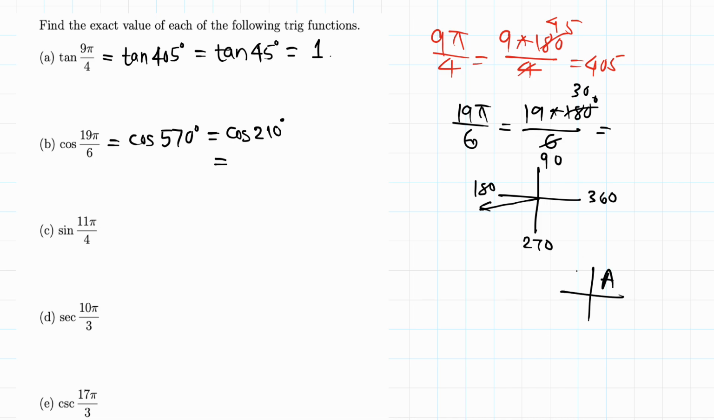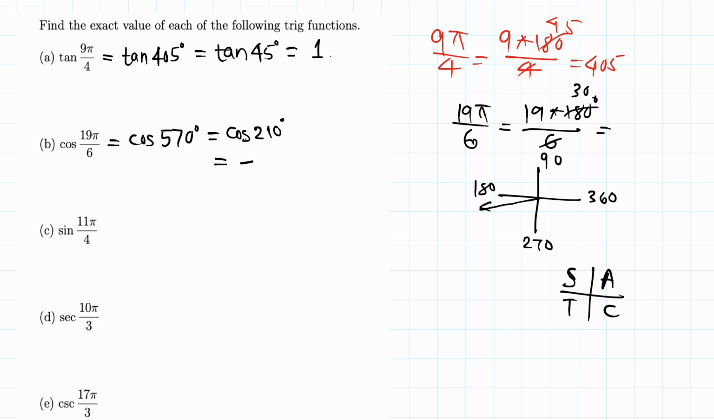We know the signs: A, S, T, C, all students take calculus. So only tangent would be positive, tangent and cotangent. So cosine of that, whatever the value, will be negative for sure, because we are in the third quadrant.